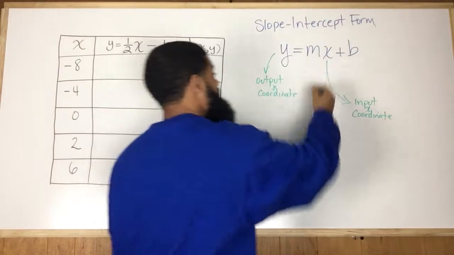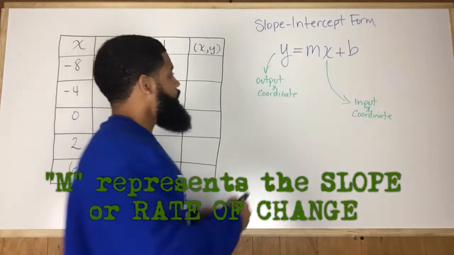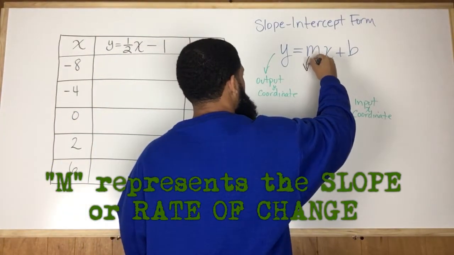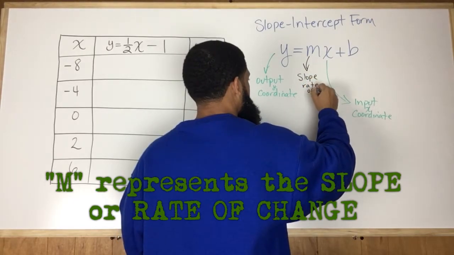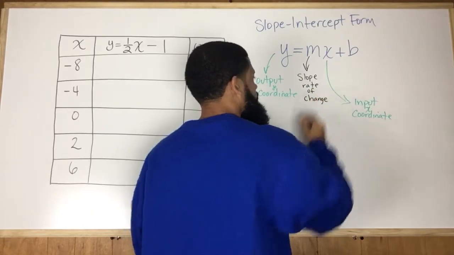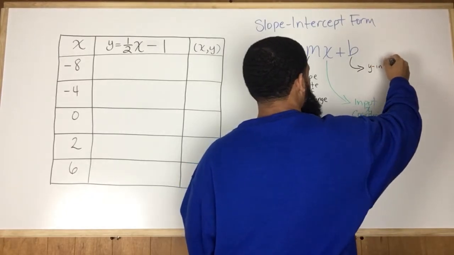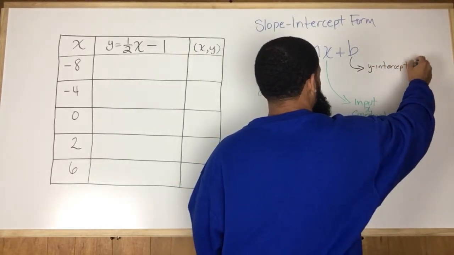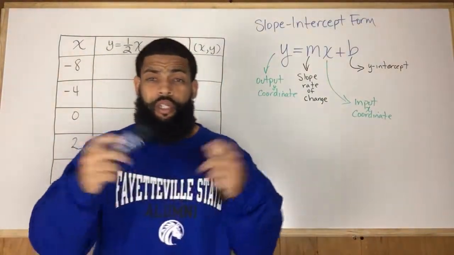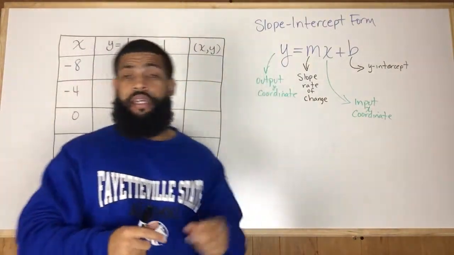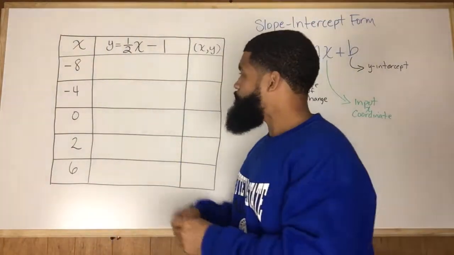But the m and the b, okay, the m and the b in this case actually are, m is the slope. We also call that the rate of change. All right, and then b is what we call the y-intercept. Okay, y-intercept. That's where the graph is going to intersect the y-axis. All right. So now that we know these things, when you have an equation in slope-intercept form, it's very simple to graph.